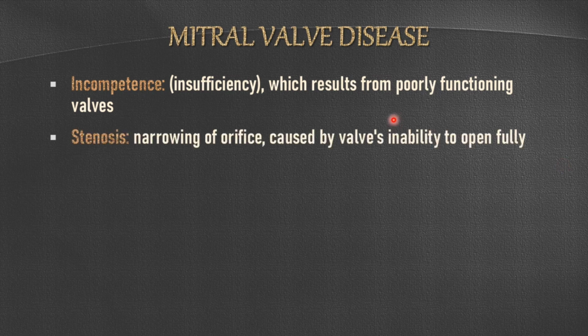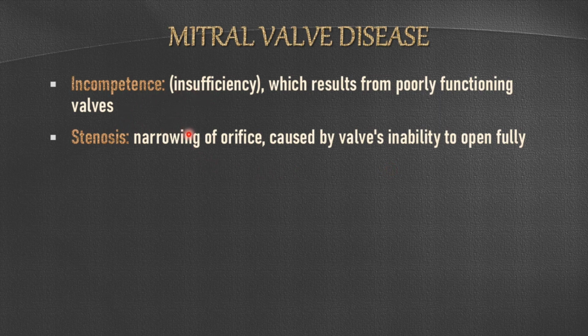Then stenosis, narrowing of the orifice, caused by the valve's inability to open. So the valve becomes more rigid, it cannot open completely, so blood does not go easily from the atria to the ventricles. So stenosis means narrowing, incompetence means insufficiency.